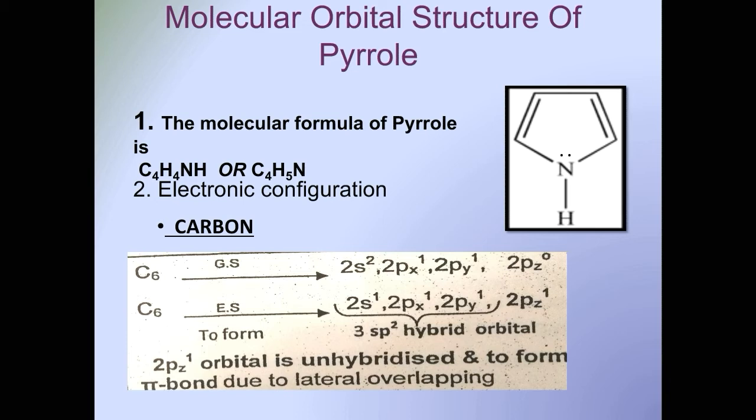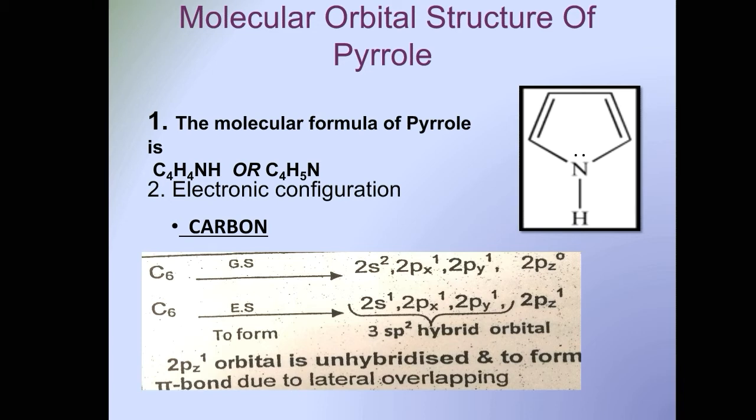First is carbon. The electronic configuration of carbon in the ground state is 2s2, 2px1, 2py1, 2pz0. Then in the excited state it becomes 2s1, 2px1, 2py1 and 2pz1. It forms 3 sp2 hybrid orbitals. This 2pz1 orbital is unhybridized and forms the pi bond by lateral overlapping.